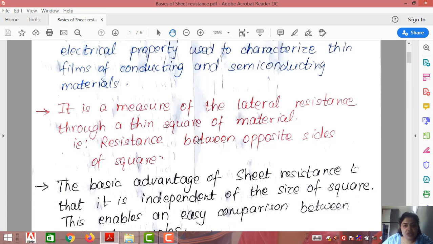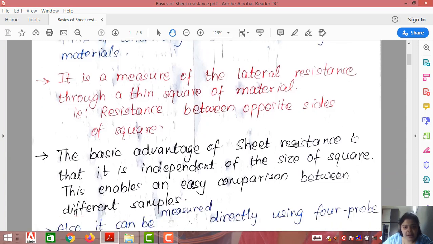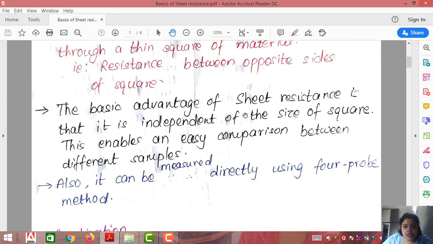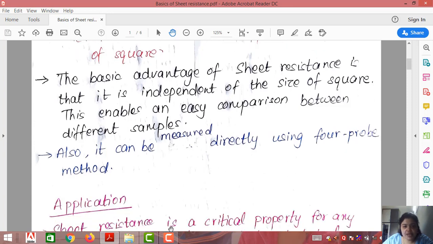Just assume a thin strip of a material. So the lengthwise resistance through a thin square, that means resistance between opposite sides of a square, will be related to sheet resistance. Now, why exactly is this quantity important? This is independent of the size of the square, and you can compare different samples. Suppose you have 3-4 sheets of different materials. You can compare the sheet resistance of all 4 easily. Plus, it is a quantity which is measured, as I said, using 4-probe method.